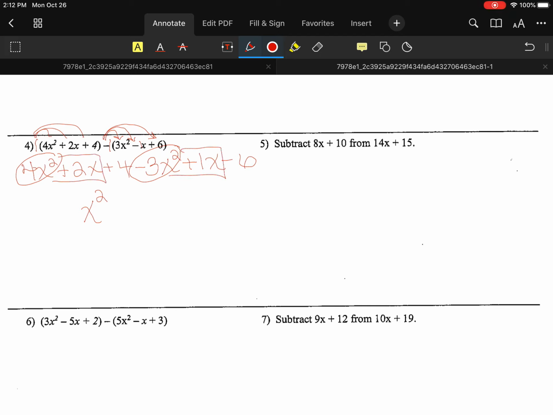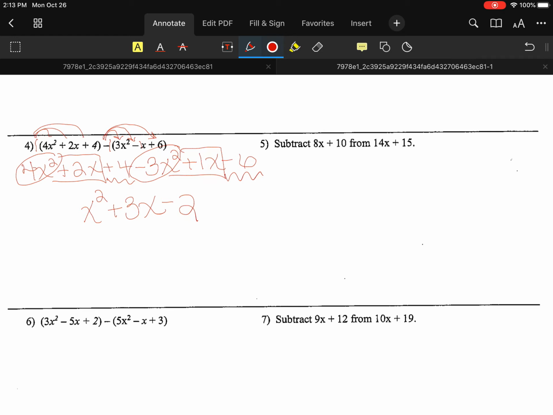2x plus 1x is a positive 3x. Plus 4 minus 6. Signs are different. I subtract or just do 4 minus 6 in the calculator, and you should get a negative 2. So I'm going to put down a minus 2. So my answer is a trinomial, x squared plus 3x minus 2.